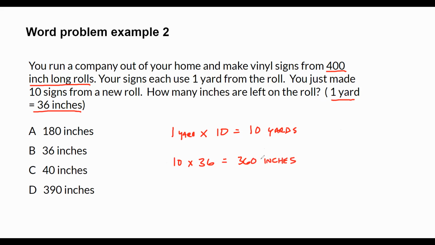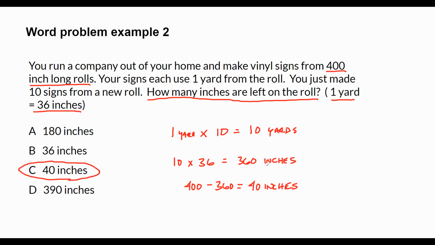Now we have one more step to go, because the question asked us is how many inches are left on the roll. We want to subtract the 360 from 400. That gives us 40 inches are left. And here's our answer, C, 40 inches. So as I said, that problem involved an additional step where we needed to subtract at the end in order to figure out what was left on the roll.